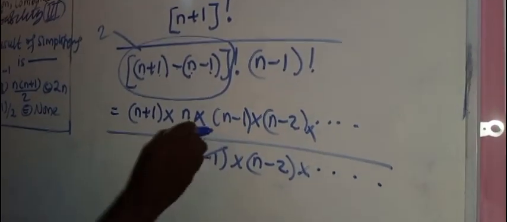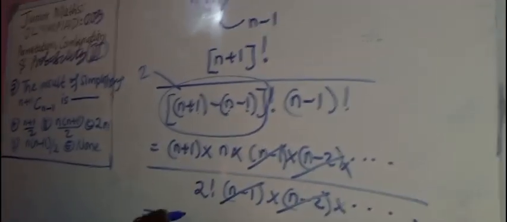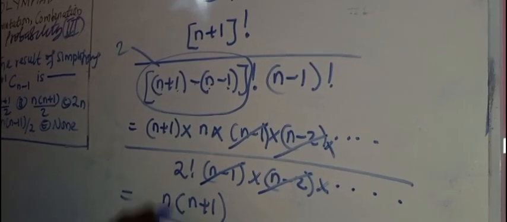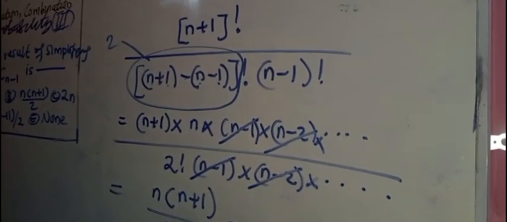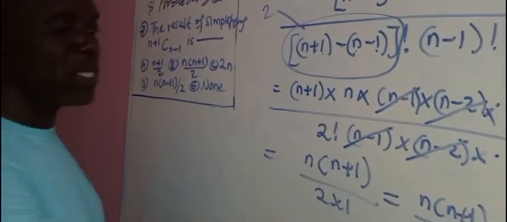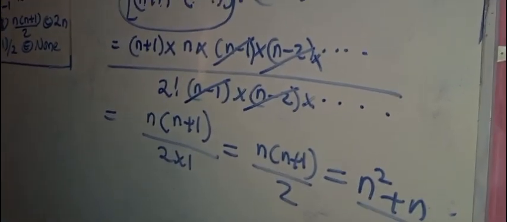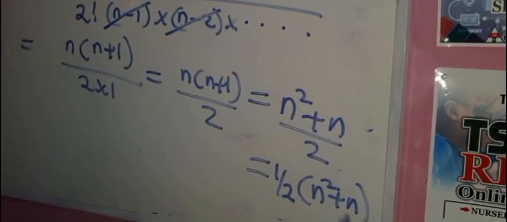So this cancels this, cancels this. So we have this times this, that's n into n plus 1 over 2 factorial, which means 2 times 1. So this is n into n plus 1 over 2, since 2 times 1 is 2. So our answer is n into n plus 1 over 2, which can also be written as n squared plus n over 2, which can also be written as half into n squared plus n, because it depends on the examiner.